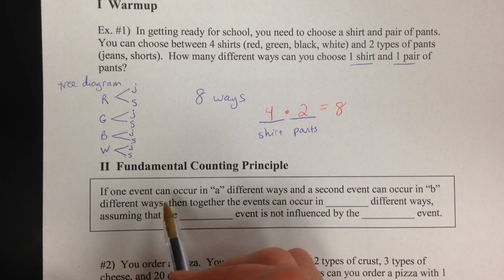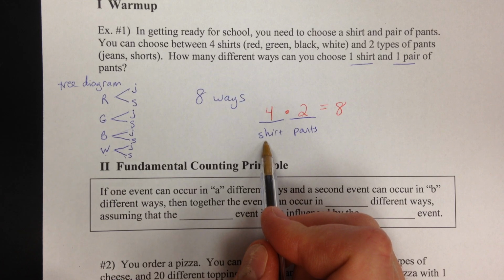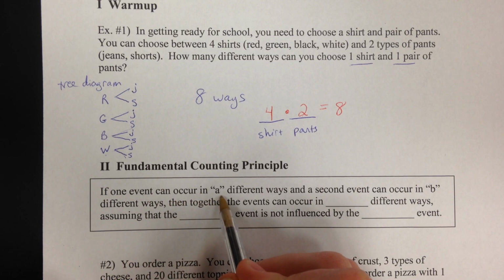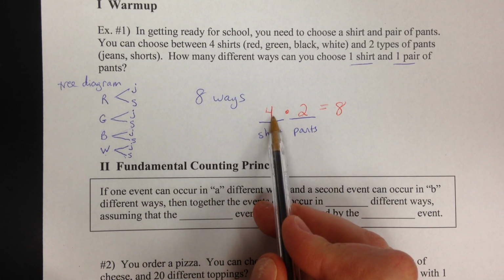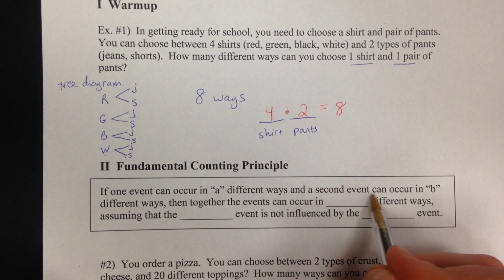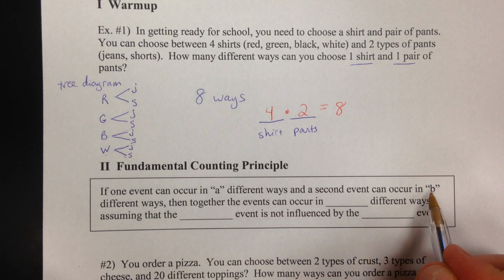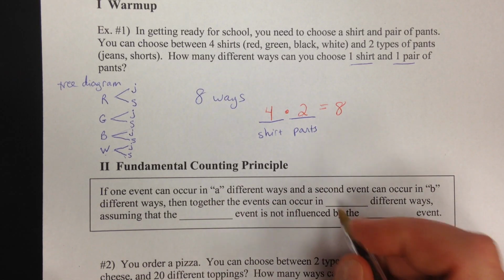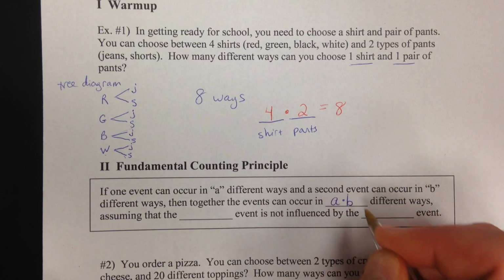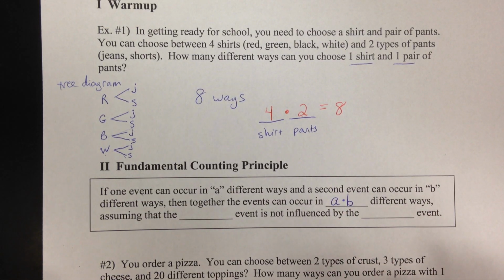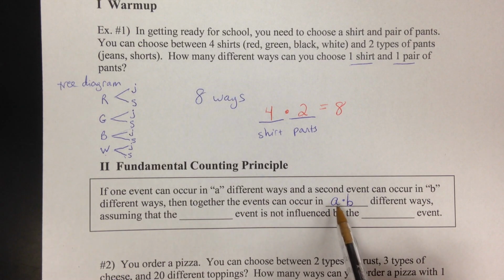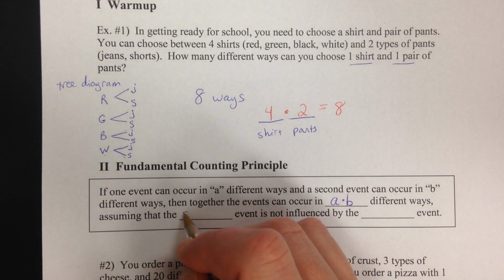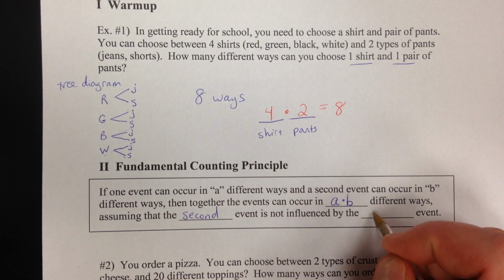So let's say you have 2 events. It can be picking a shirt is 1 event and picking a pair of pants is a second event. If 1 event can occur in A different ways, so like 4 ways to choose a shirt, and a second event can occur in B different ways, so that would be like 2 ways of picking pants, then together the events can occur in A times B different ways. The way I calculate it is I take the number of ways for each event and I multiply them. We are assuming, though, that the second event is not influenced by the first.